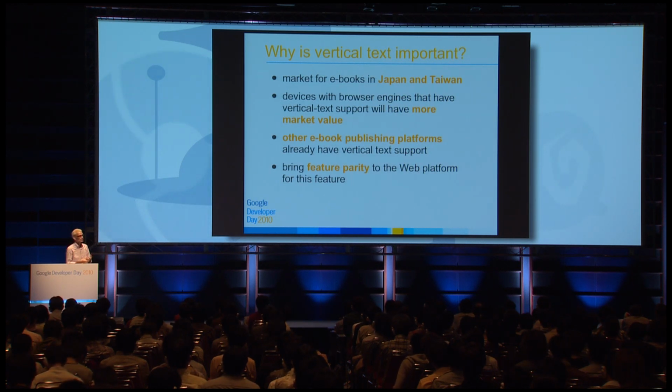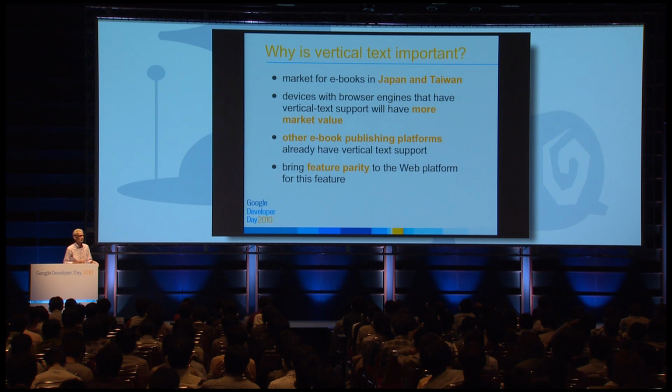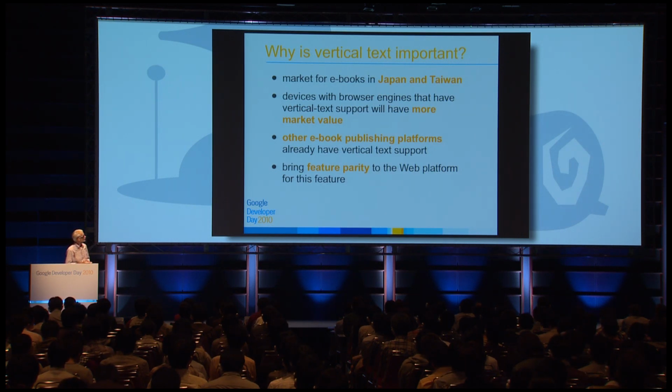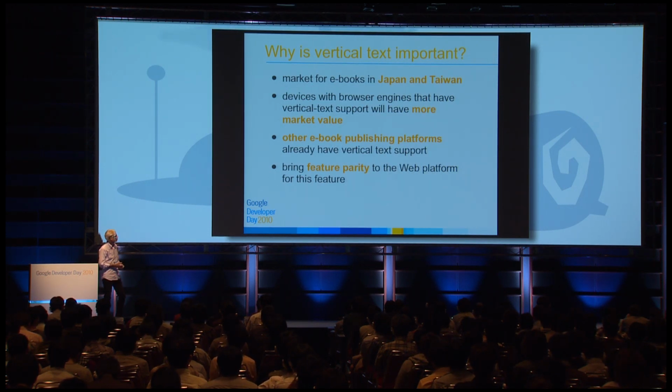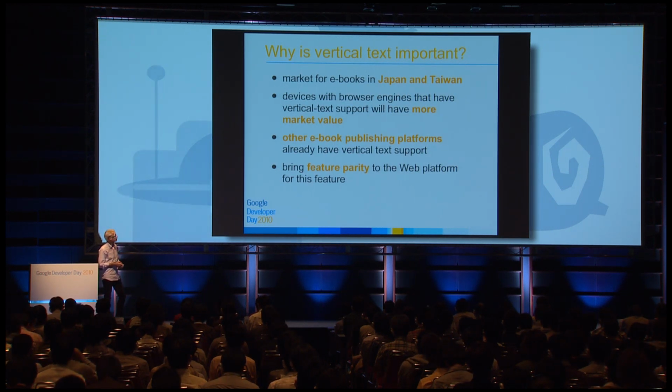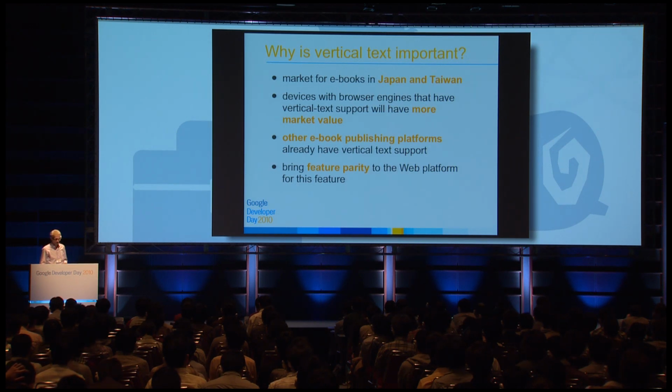And these ebook readers are basically going to be based on browser engines. Speaking as somebody from the W3C who works on the web platform, we want them to be based on browser engines and on the web platform. And the ebook readers that have vertical text support are going to be the ones that have more market value here in Japan, and in Taiwan, and in mainland China. And there are other ways to publish ebooks. So we want to make sure that our publishing platform, the web platform, also has feature parity with those other platforms for this feature. That's why this is important.